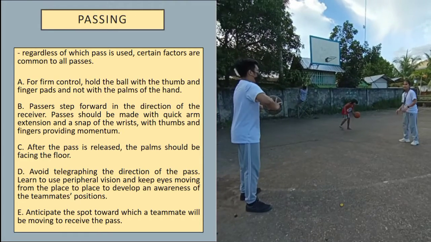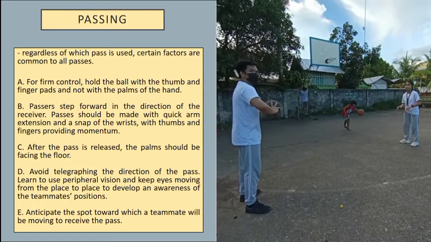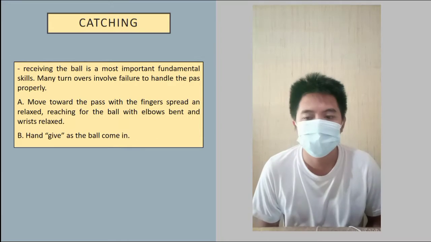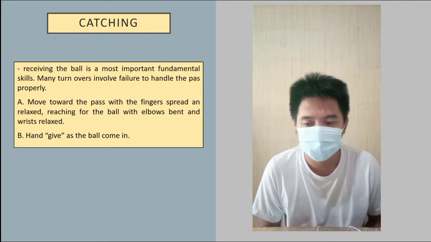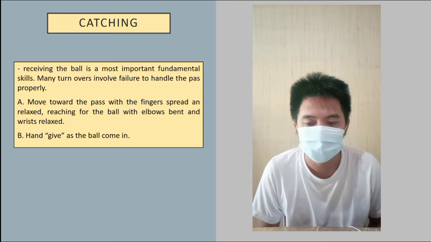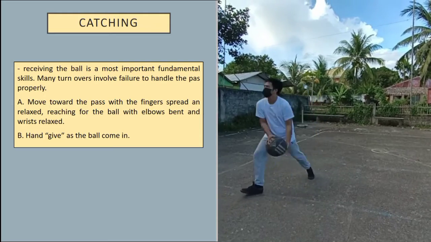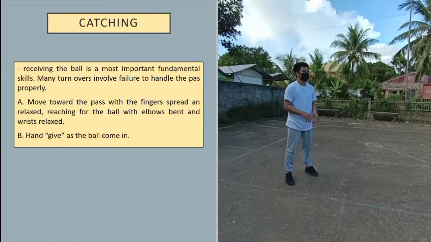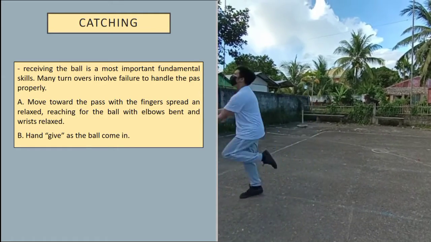D. Learn to use peripheral vision and keep eyes moving from place to place to develop an awareness of the teammates' positions. E. Anticipate the spot towards which a teammate will be moving to receive the pass. Catching. Receiving the ball is the most important fundamental skill. Many turnovers involve failure to handle the pass properly. A. Move forward to the pass with the fingers spread and relaxed, reaching for the ball with the elbows bent and wrist relaxed, and hands give as the ball comes in.